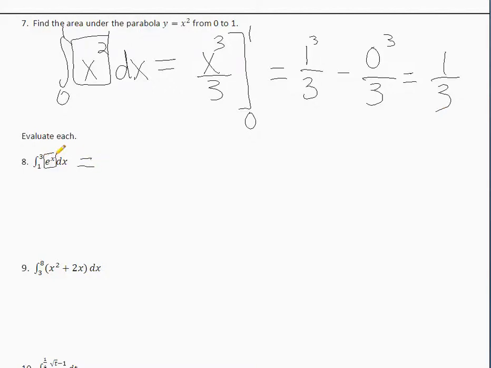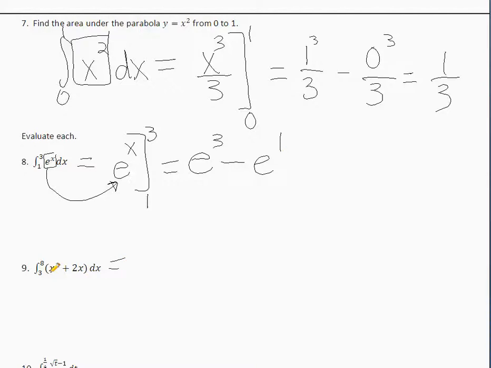The antiderivative of e to the x is e to the x from 1 to 3. So that just shows that I've found the antiderivative. And now I'm going to go from 1 to 3. Plug 3 in, which is e to the third, minus plug 1 in, e to the first. You could leave it like that. Okay? Pretty simple.